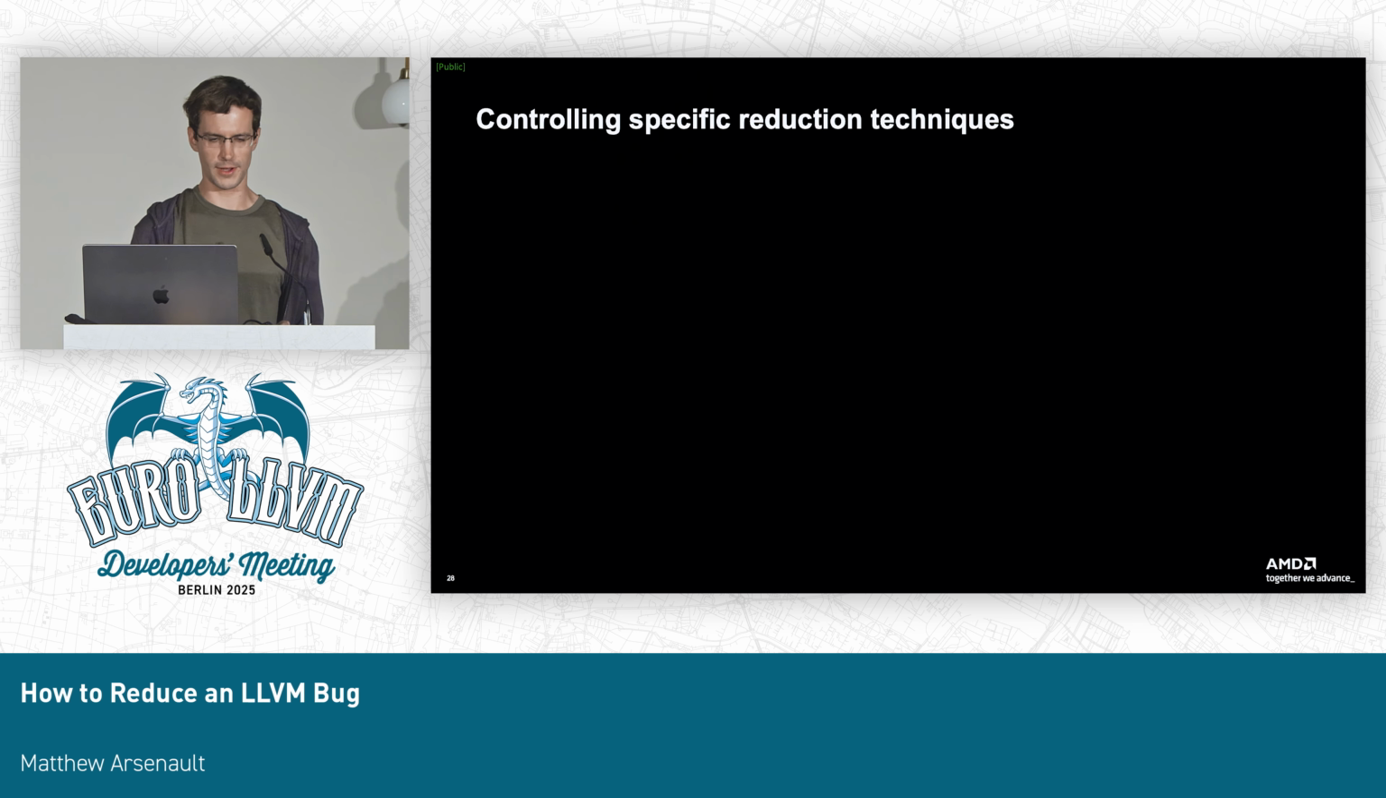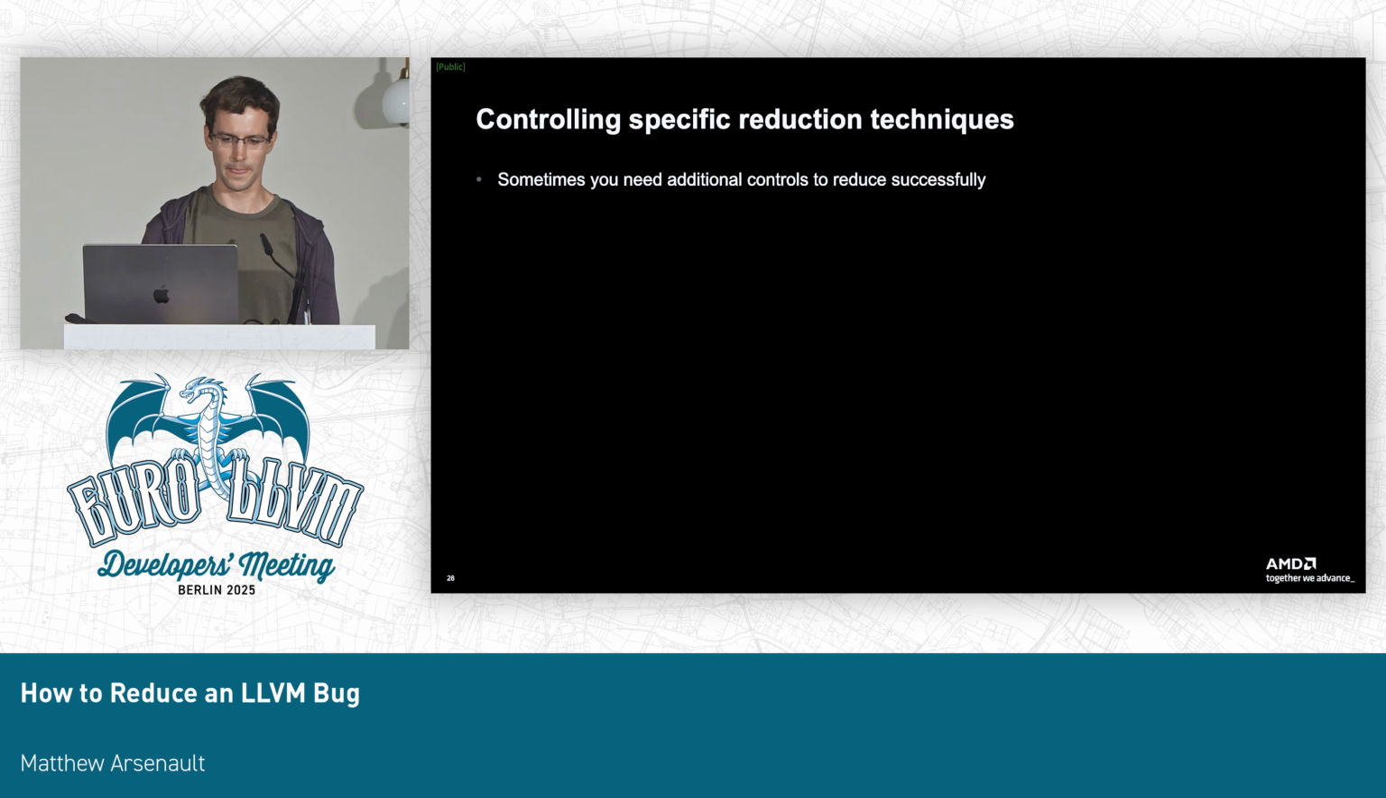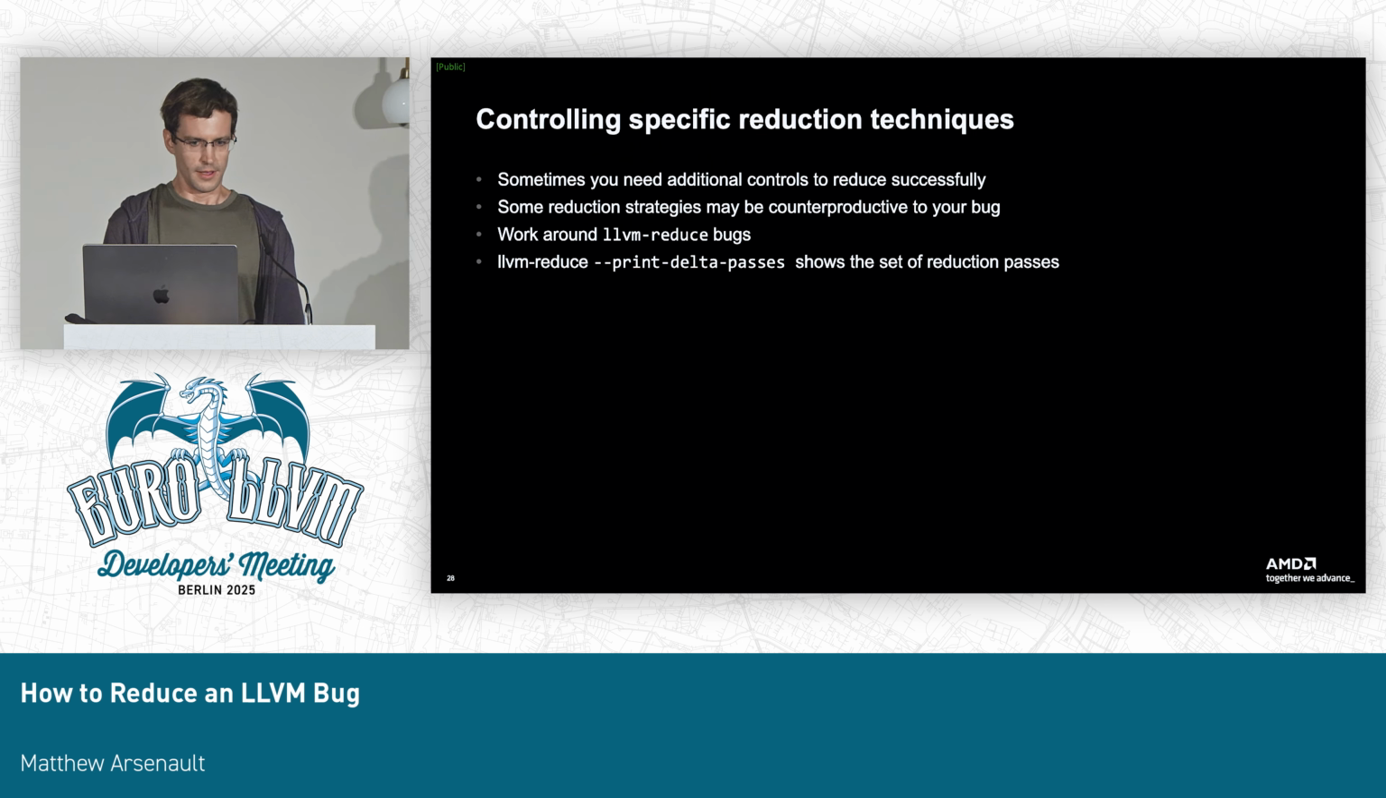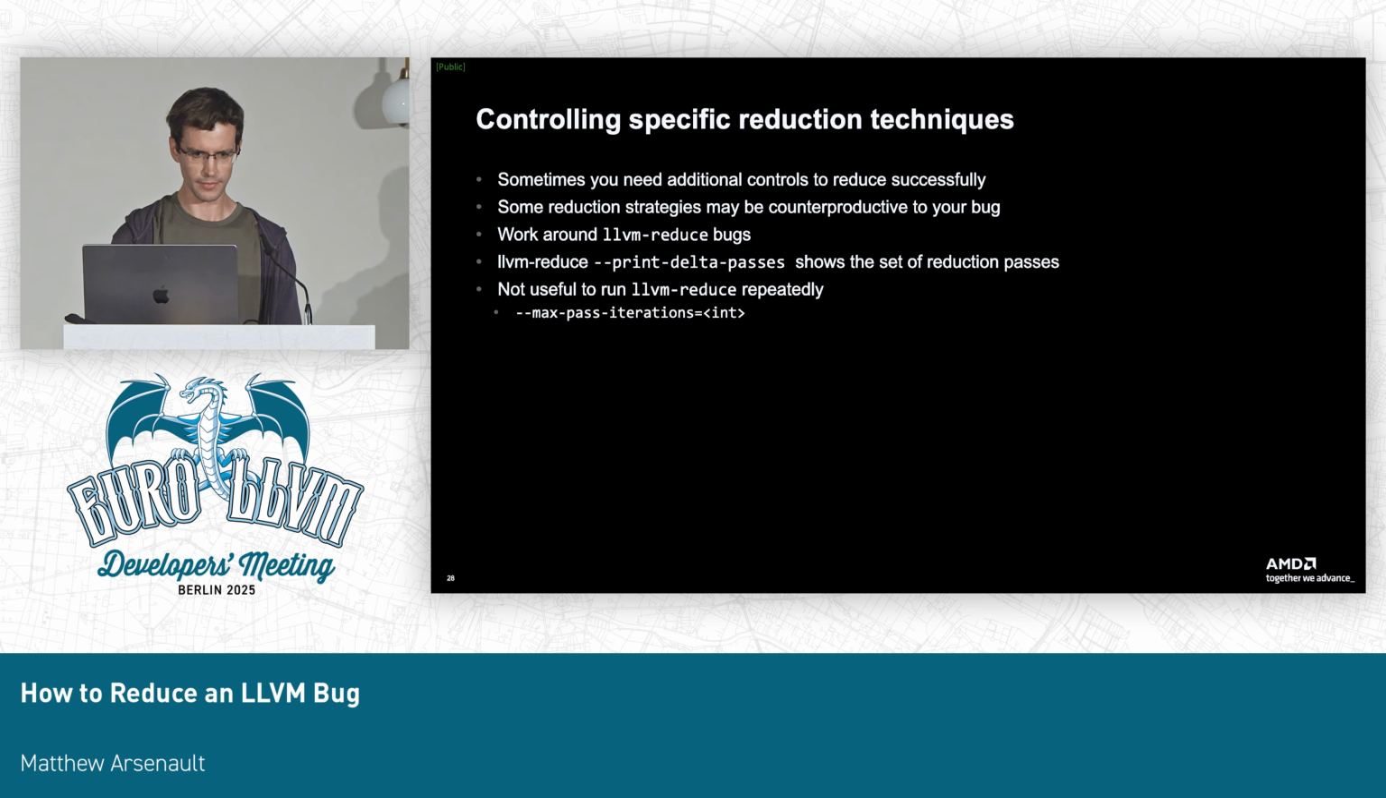So llvm-reduce also has a whole lot of options. Sometimes you need more control to reduce successfully. Some reductions may be counterproductive to your bug. You can also use the options to work around llvm-reduce bugs. First we have this print-delta-passes option, which will just print the list of reductions it does. Also, it prints the names of them as it's doing the reduction. So if something breaks, you can see which one it was and then turn that one off.